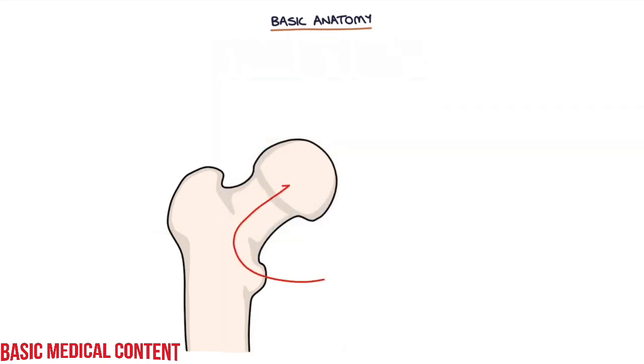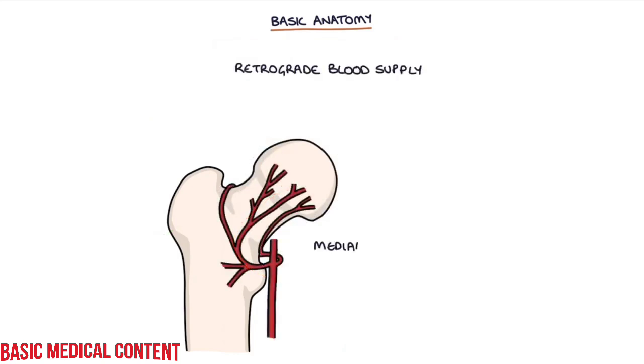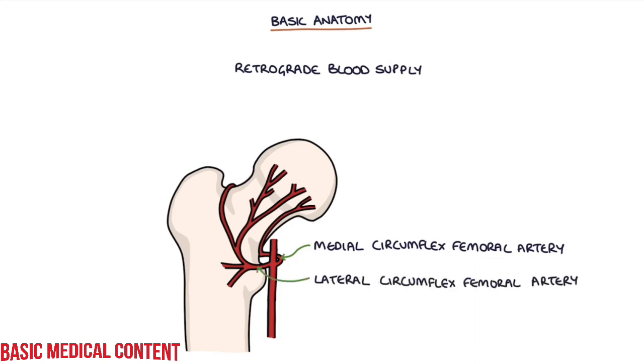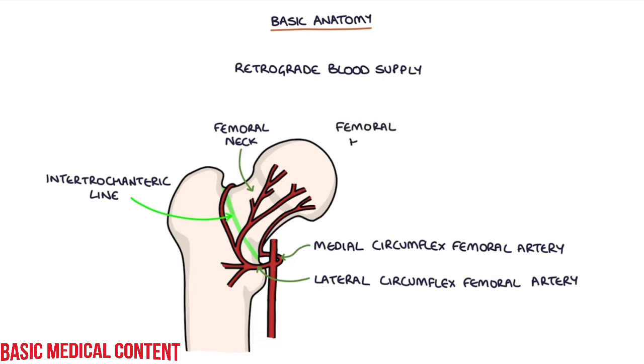The head of the femur has a retrograde blood supply. The medial and lateral circumflex femoral arteries join the femoral neck just proximal to the intertrochanteric line. Branches of this artery run along the surface of the femoral neck within the capsule towards the femoral head. They provide the only blood supply to the femoral head.